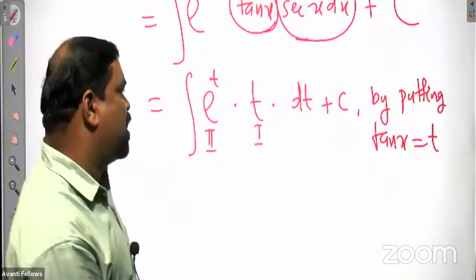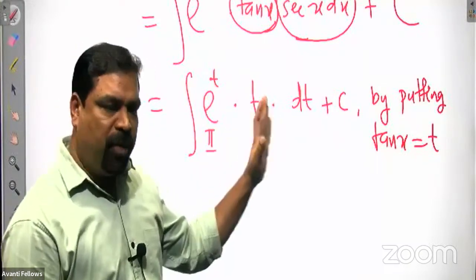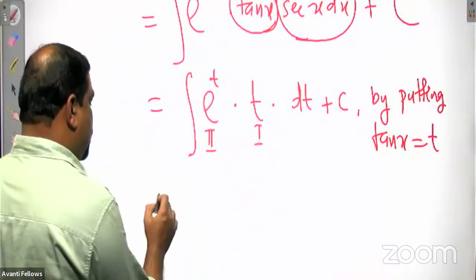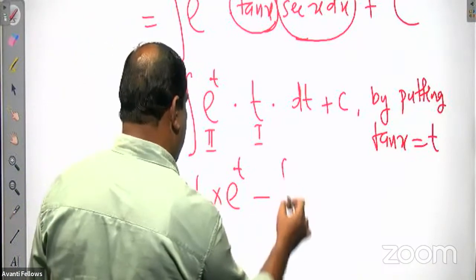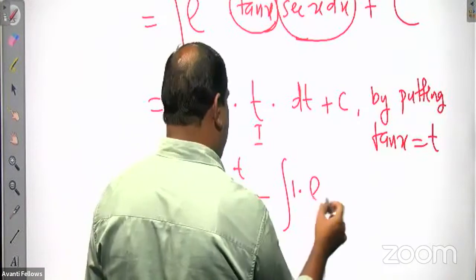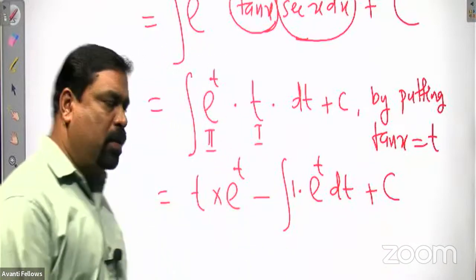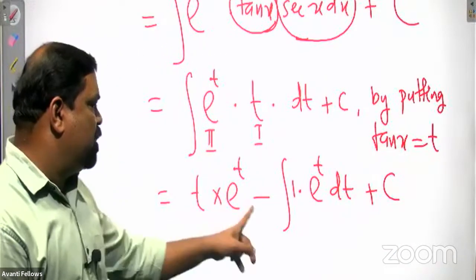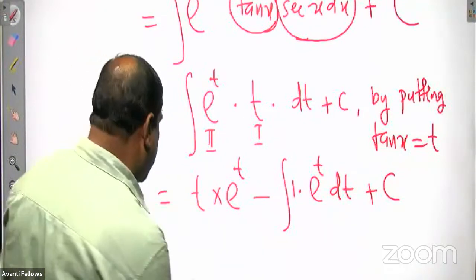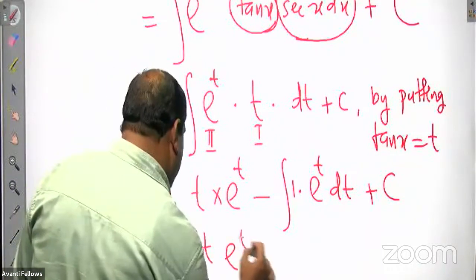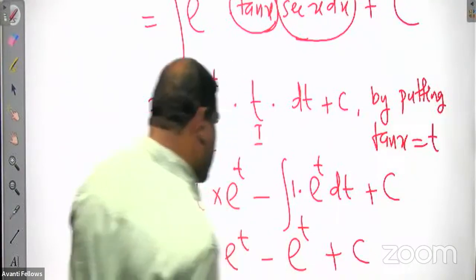When an algebraic function and an exponential function come, the algebraic function must be the first function for integration by parts. So that's equal to first function into integral of second minus integral of derivative of first into integral of second. That's the integration by parts formula. That's equal to t e raised to t minus integral of e raised to t, which is e raised to t. Integration is over, plus c.